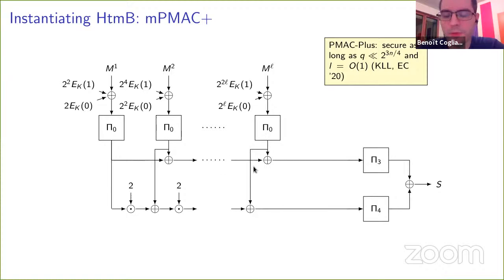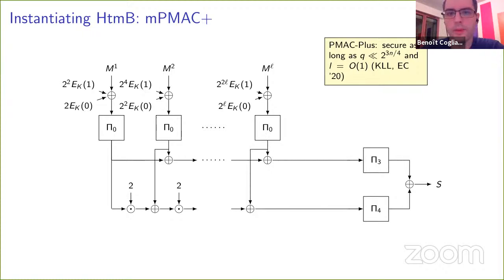In order to compute the output of PMAC+, you first have to compute some masks to XOR them with the message blocks. Then there is an encryption step using some permutation P0. Then 2 linear combinations of the ciphertext are computed. Both are encrypted under independent random permutations. The outputs are XORed to get the final value. This construction is secure as long as the number of queries is small in front of 2 to the 3n divided by 4, which is tight.